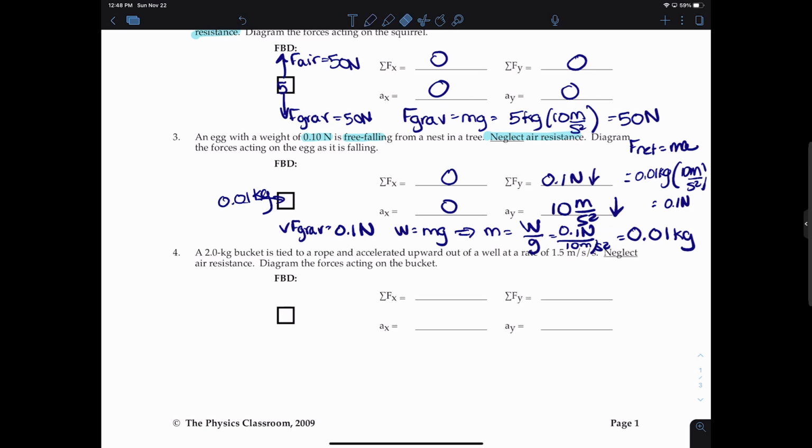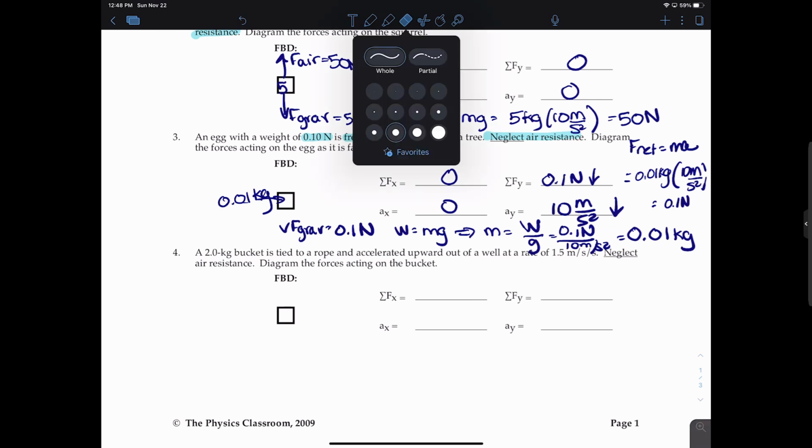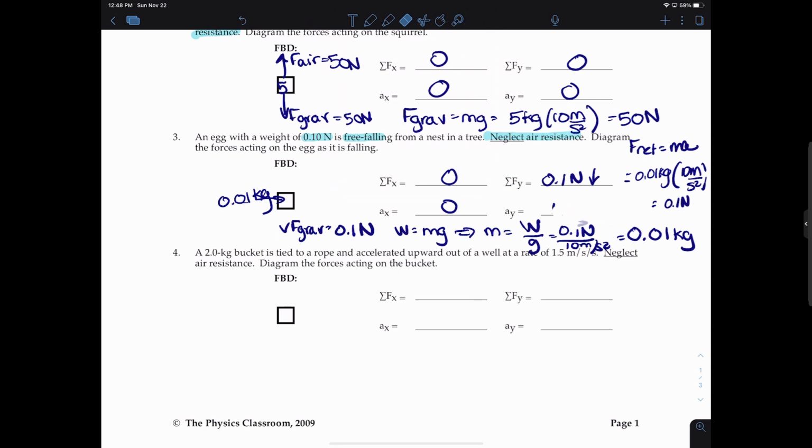Now you can ask me, how do you know that the a_y is 10 meters per second squared? Well, let's assume that you didn't know this. And instead, this is where you got on the problem. You recognize that the force of gravity was acting downwards. It was 0.1 newtons. You solved for your mass. It was 0.01 kilograms. Let's say you got this far. Well, if you got this far, you could also look at it and say that the net force is downward and it's this 0.1 newtons.